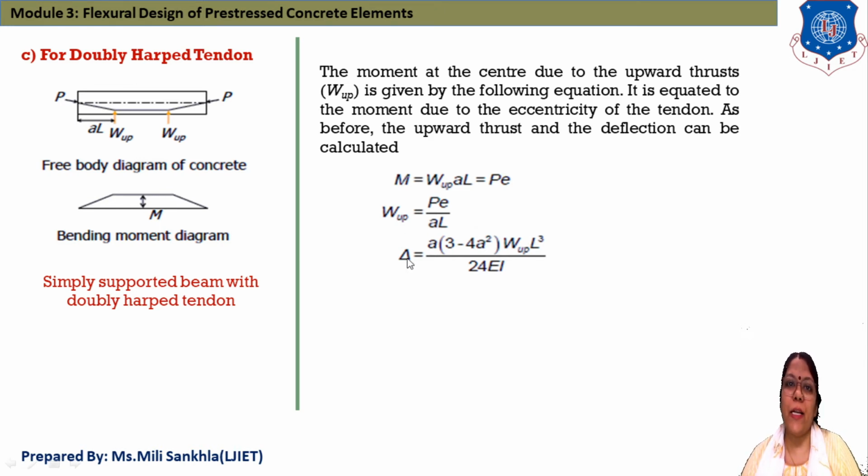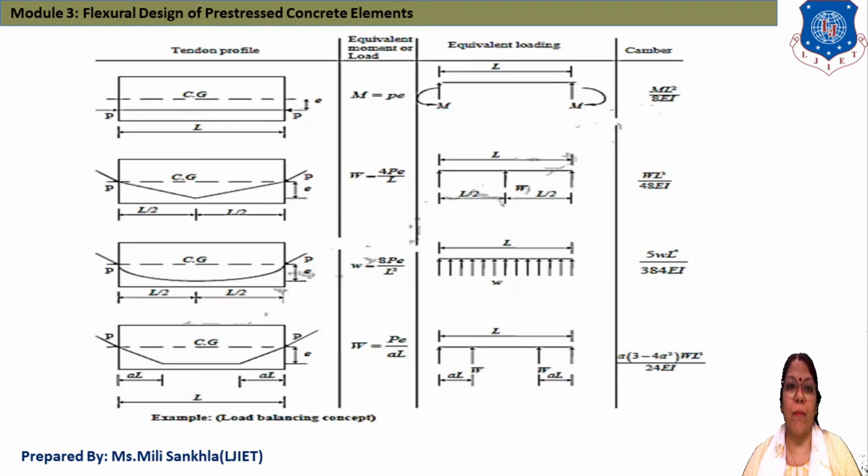Okay, now what is delta for this condition? Delta is equal to a(3 minus 4a square) W up L cube divided by 24 EI. This equation you must learn by heart. Now here is the table of tendon profile, and it is subjected to equivalent moment and also camber, that means curvature.